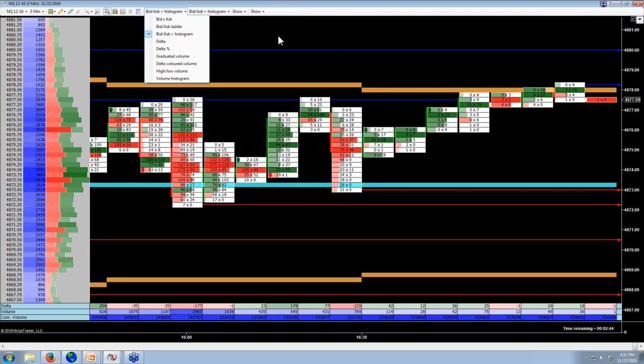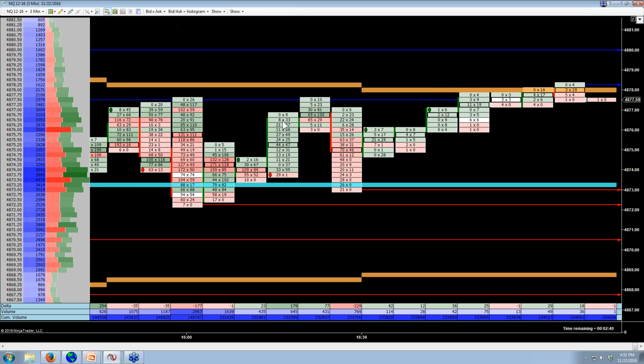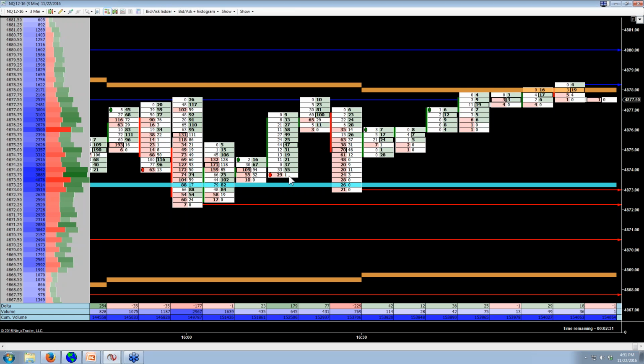So this is my choice, bid and ask histogram. You got the bid and ask ladder, and everything's still red on a diagonal. So bid and ask ladder. I know Maria likes that one. And then what it will do is circle, square the highest concentration area. And also this is marking unfinished business as well, which is also helpful.